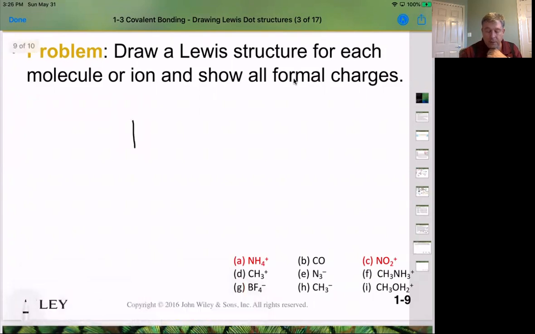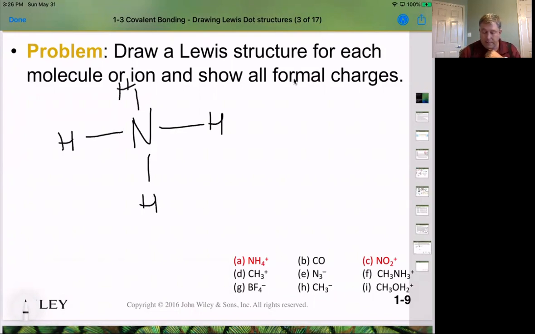So we have a nitrogen right here, and we have 4 hydrogens bonded to it. So it's 1, 2, 3, 4: hydrogen, hydrogen, hydrogen, and a hydrogen here. And it says it has a positive charge here. So where is the positive charge? That's what we need to figure out, okay?